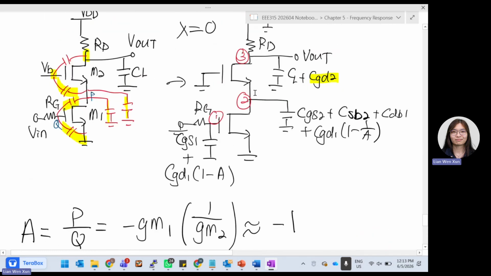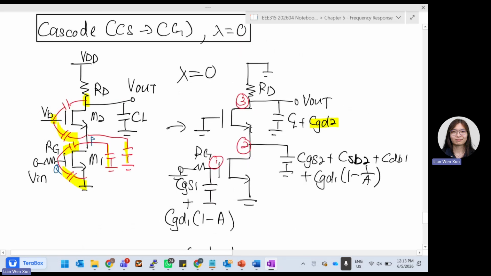Then the second pole. Remember we said there looks like no resistor in between them. But since it is connected to a transistor, from source to drain, it will always have 1 over GM. So we have 1 over GM2 times CGS2, CSB2, CDB1, CGD1 (1 minus A). This is the other one.